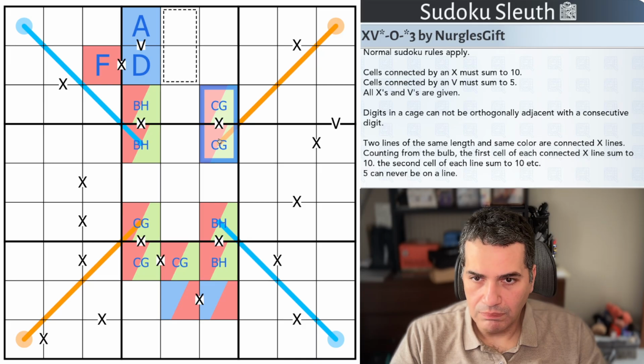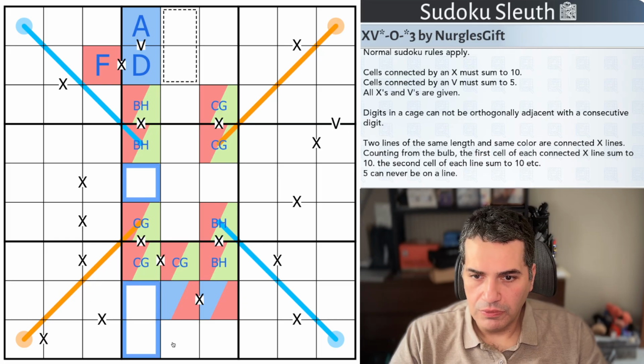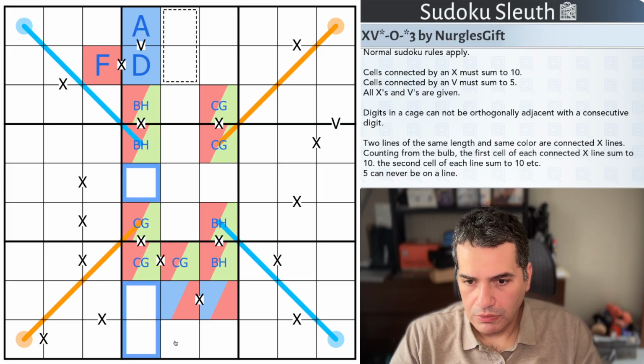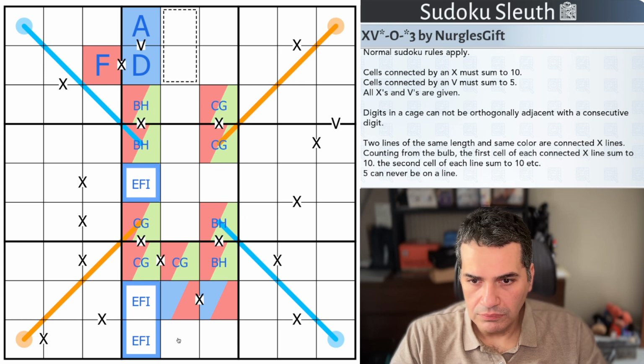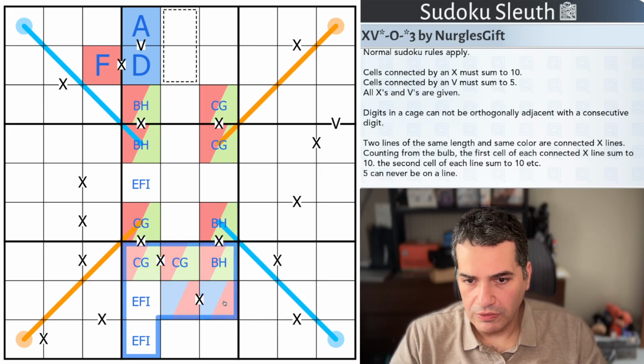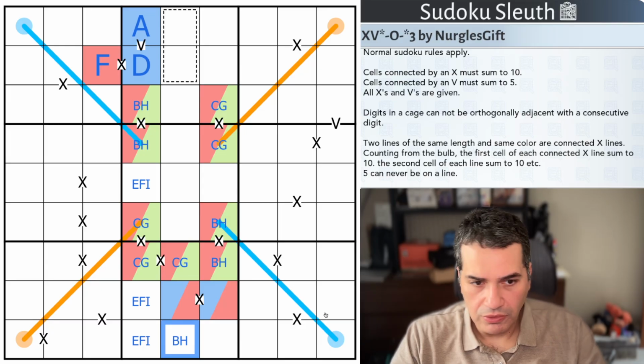Kind of need more. So these three cells, just to complete column 4, is E, F, or I. This cell, well, clearly it's different from here, it's different from all of these, and it can't be in the same column. So this is BH.